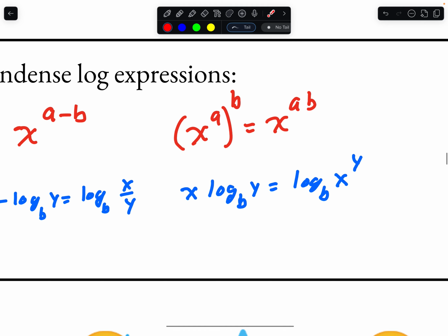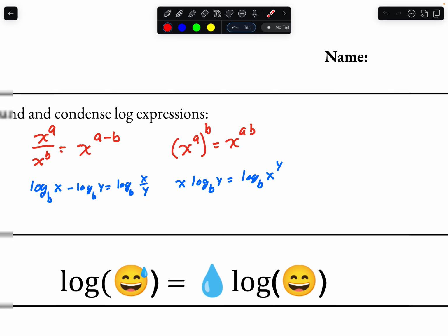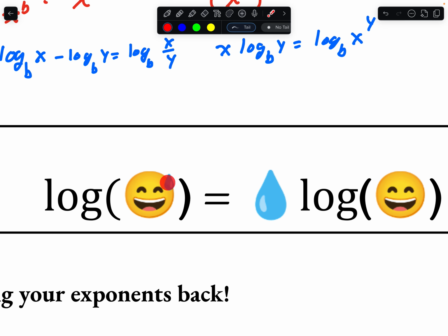And probably the most important, the most useful rule is the following rule right here. If I have x to the a raised to the b, what do I do with the powers? I multiply, okay? So x times log base b of y, what I can do is move that to the top and write log base b of y to the x power, okay? And we have this nice emoji here, which we like to think about is, look, if you have a power up here, you can move it down to the front, and then you got a logarithm right there. So this is probably the most important one out of all of them. We're going to use it to solve quite a bit.